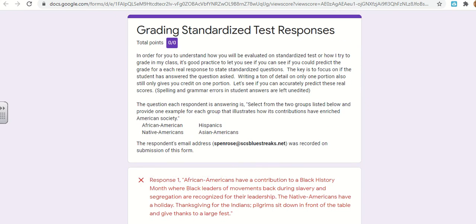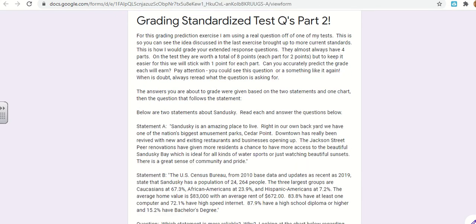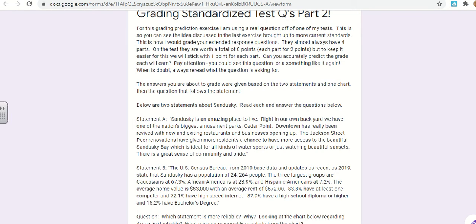Then the second one is going to be, let's see, the same idea, part 2, except this one's even more important because this is right off of one of my tests. And I may change it up. I may not. I don't know. I have a lot of different versions of the test, but I'm going to ask you something like this in the very first essay of the year, which will be on your test.